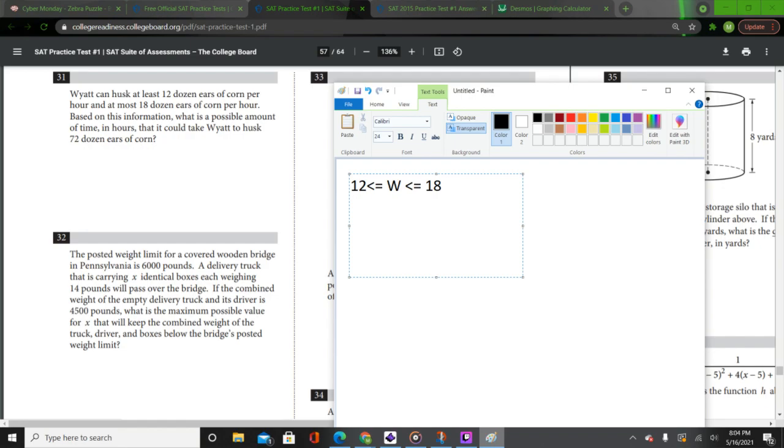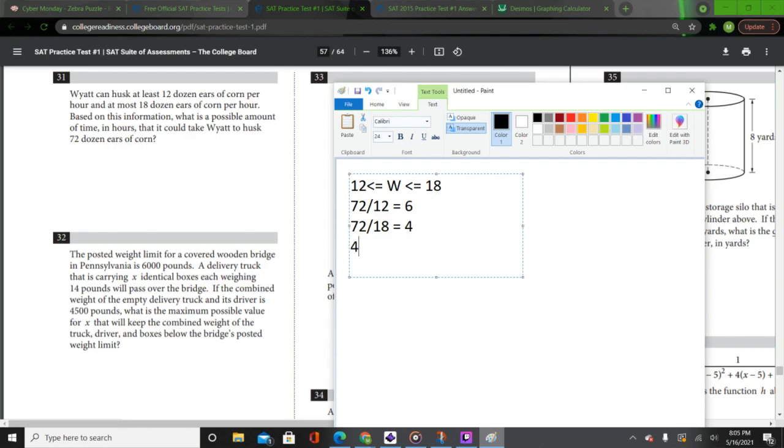So, 12 divided by 72. Sorry, not that. 72 divided by 12, and this is the lower end. Well, no, this is the higher end of hours it takes. Is equal to, I believe, 6. Yep. And 72 divided by 18 is equal to 4, I believe. And thus, it's hours.